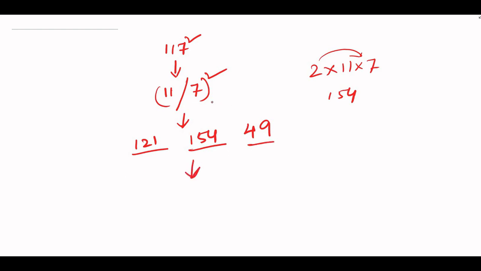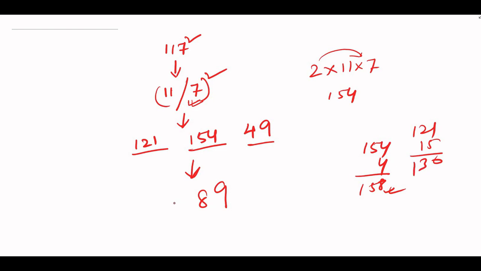Then the last step is we have to see how many digits after the separator, and here again there is only one digit, so we'll just consider one at a time. So 9 comes out from 49, and then this 4 will get added to 154, that becomes 158. So 8 will come and 15 will get added to 121, so 136. So this is the value of 117 square.